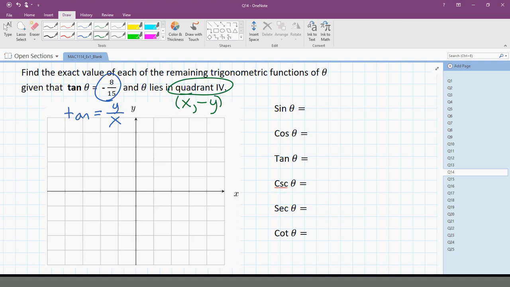So now, with what we know up here, we know that we have negative 8/15. Who is really the negative value? The 8, because that's our y value. And the x is really a positive 15. So now we know the point. The one thing that we're missing is the r. So what was our formula for r?